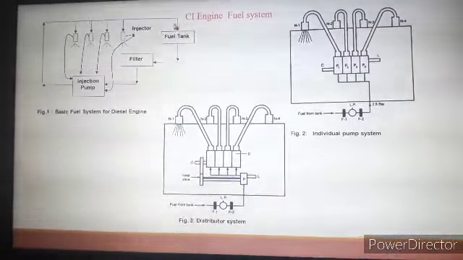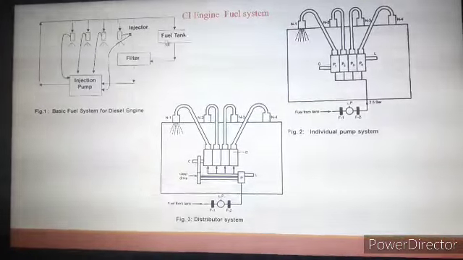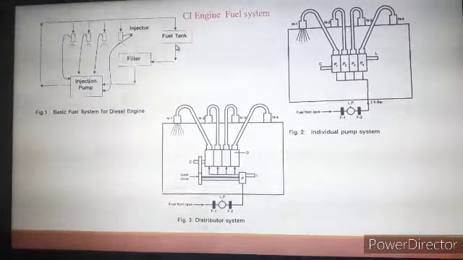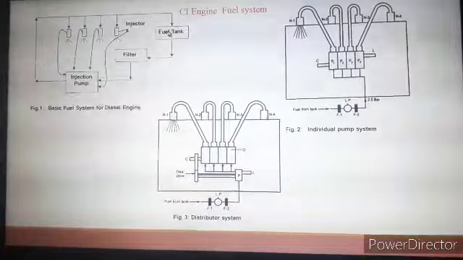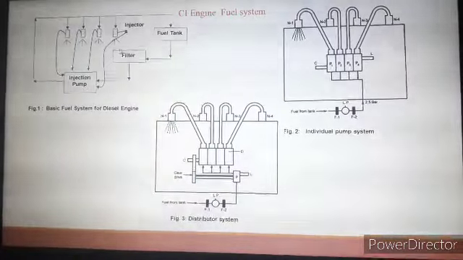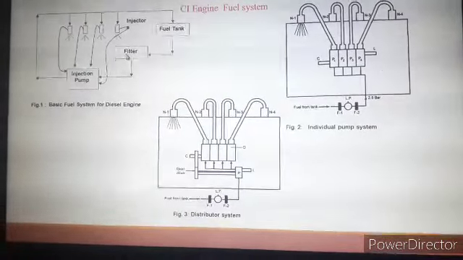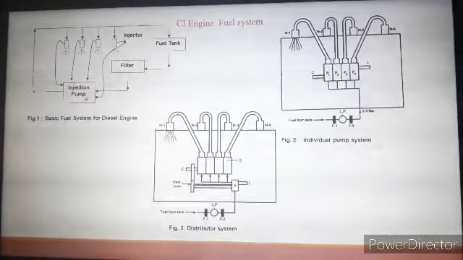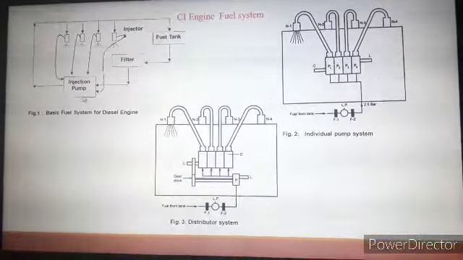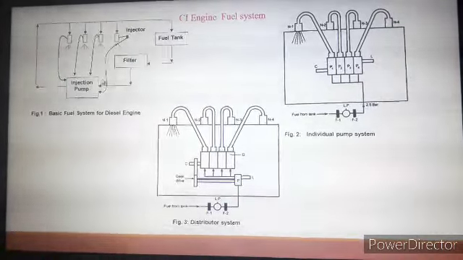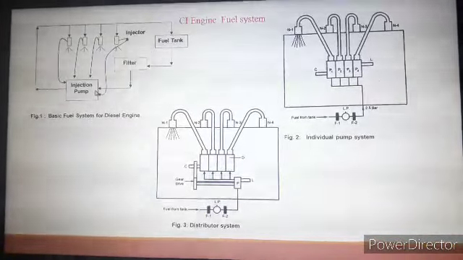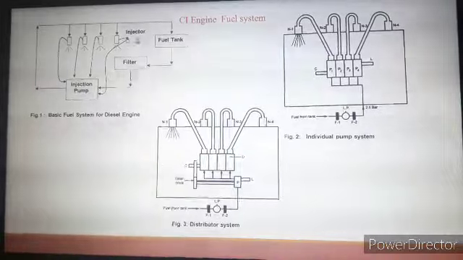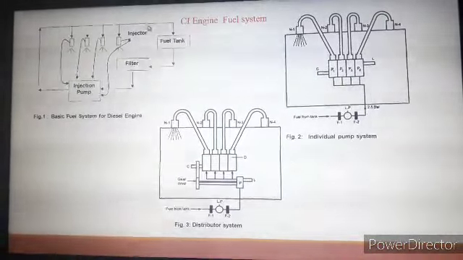So fuel is stored in the fuel tank as per the capacity of our vehicle, and that fuel is taken to the fuel pump through the fuel filter. So we use a number of fuel filters as per our requirements. And again here the fuel pump, sometimes we use a single fuel pump or we use more than one pump as per our requirement. And again the fuel injector also depends on the type of engine used.